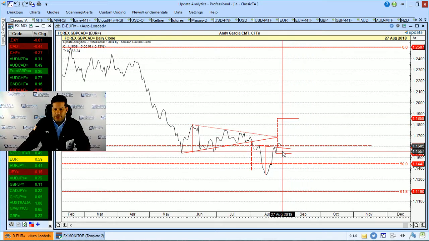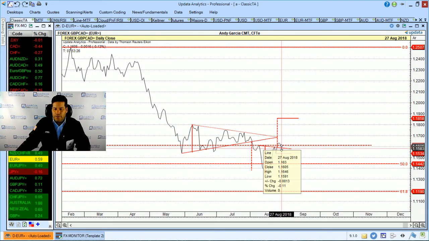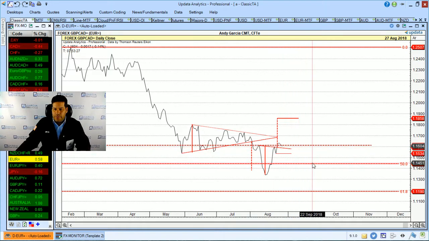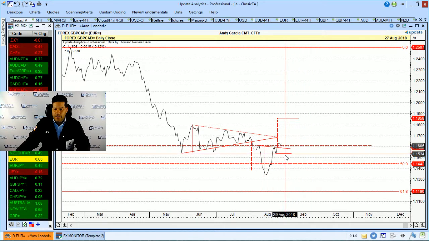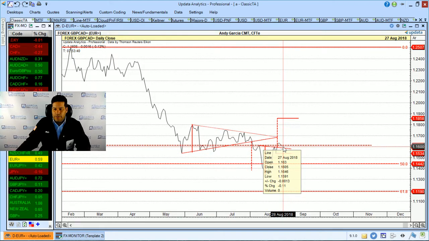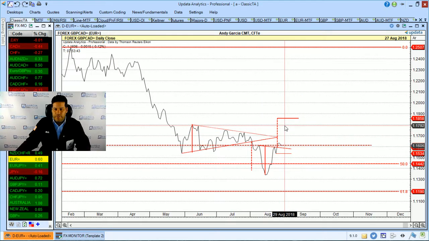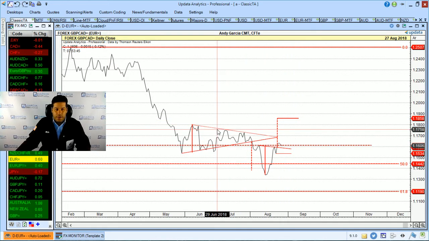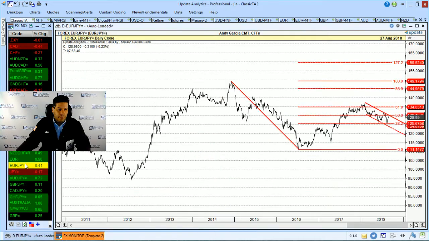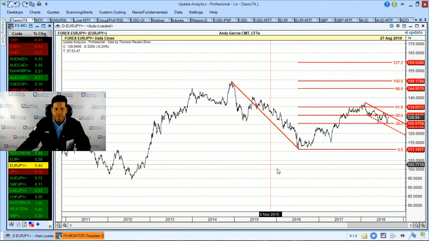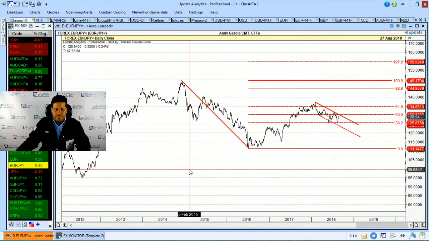Alright, so that gives us a nice reward to risk ratio. If you were to enter right now, here we're at 116 with a stop below 115.20. That gives us a nice 80 pip risk with a reward of 258 pips. That's pretty good numbers right there. This is the euro yen.